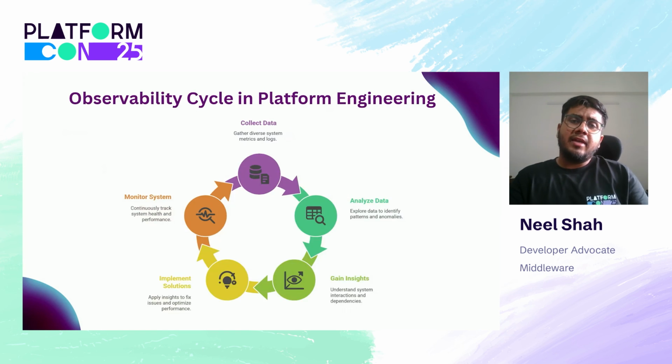If you look at the observability cycle in platform engineering, first is collect data, next is analyze data and gain insights from that, implement the solutions, monitor the system continuously to get feedback, and track the system health and performance. So it is a continuous loop. If you implement this in a better manner, it will eventually help you a lot.